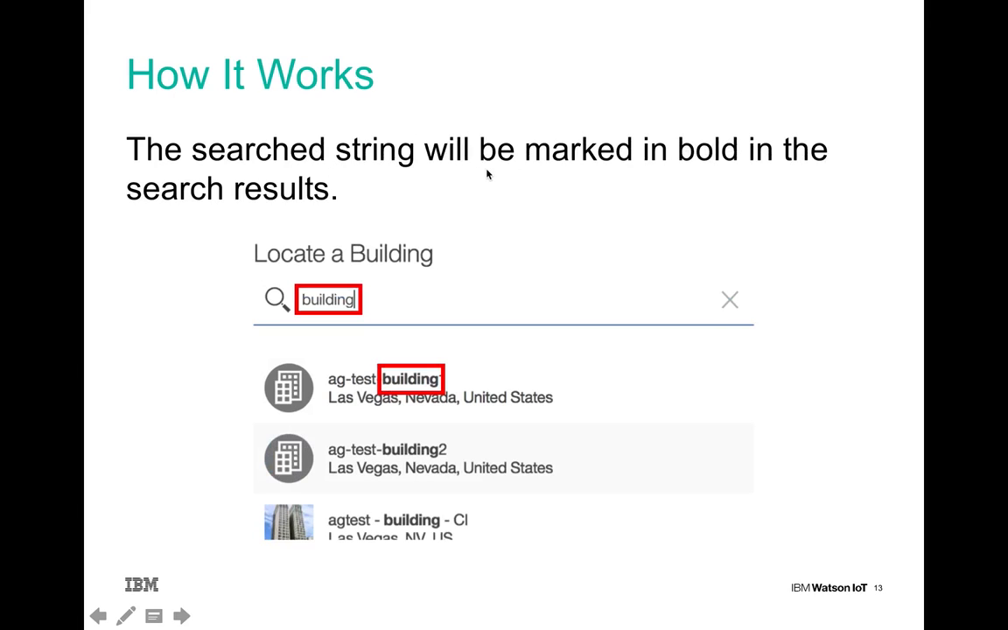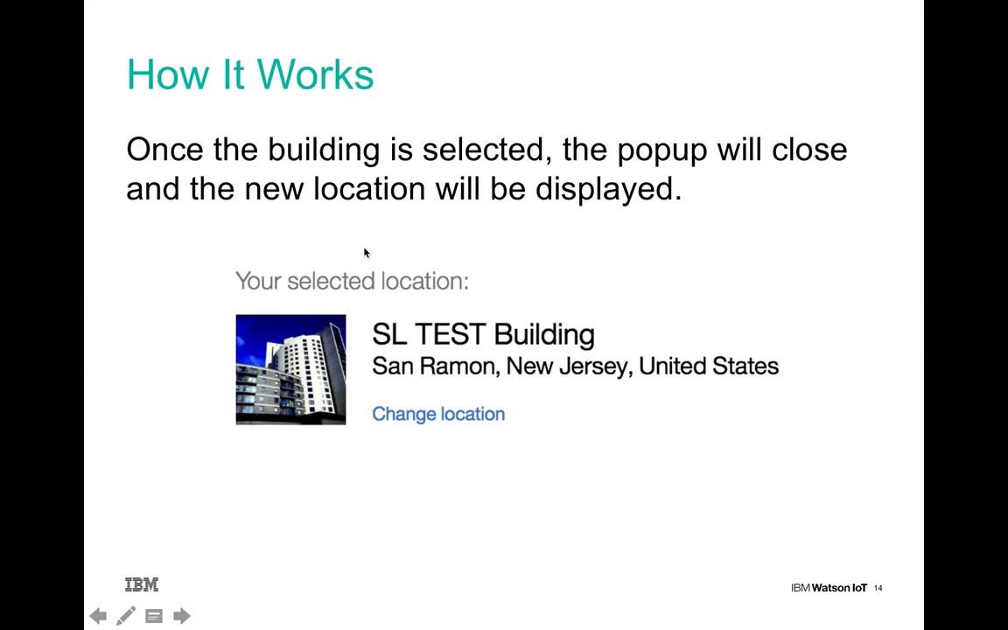The search string will be marked in bold in the search results. Here's the search string, and in the results we can see it in bold. Once the building is selected, the pop-up will close and the new location will be displayed.